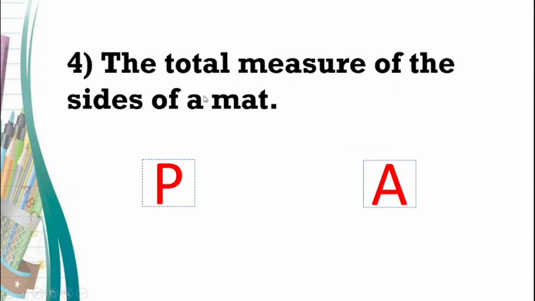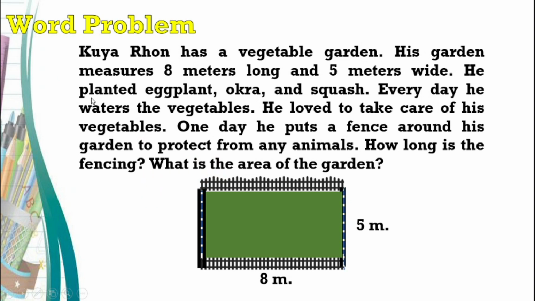And for number 4, the total measure of sides of a mat. Is it a perimeter or area? The correct answer is perimeter because it involves the total measurement of sides. Next, we're going to discuss now the word problem involving perimeter or area.